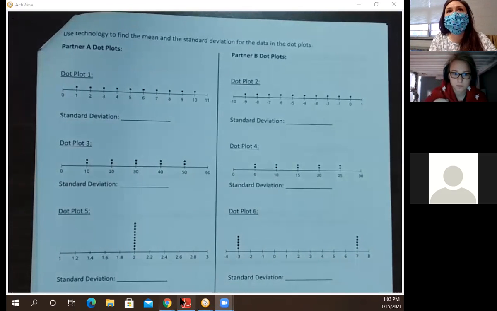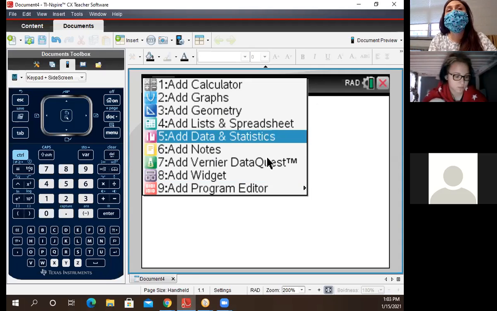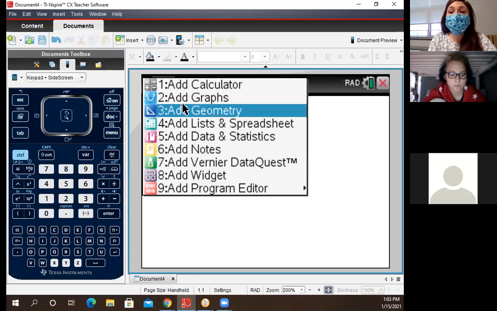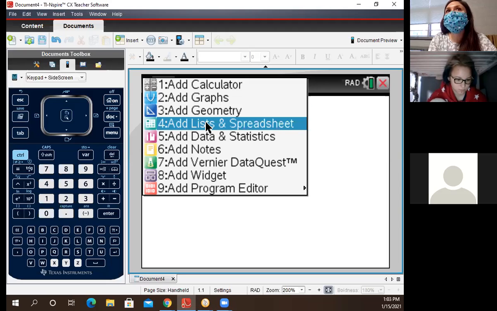So I'm going to pull up my calculator here. You cannot do this on Scratchpad, okay? You have to actually be in a document. So go home if you need to, that home menu, and then we want to add a list and spreadsheet, okay? List and spreadsheet. You cannot do this in Scratchpad. We need a list and spreadsheet.